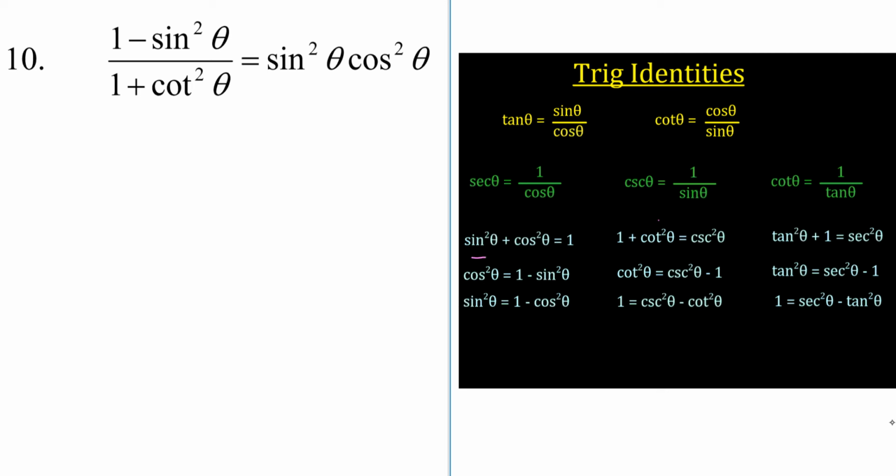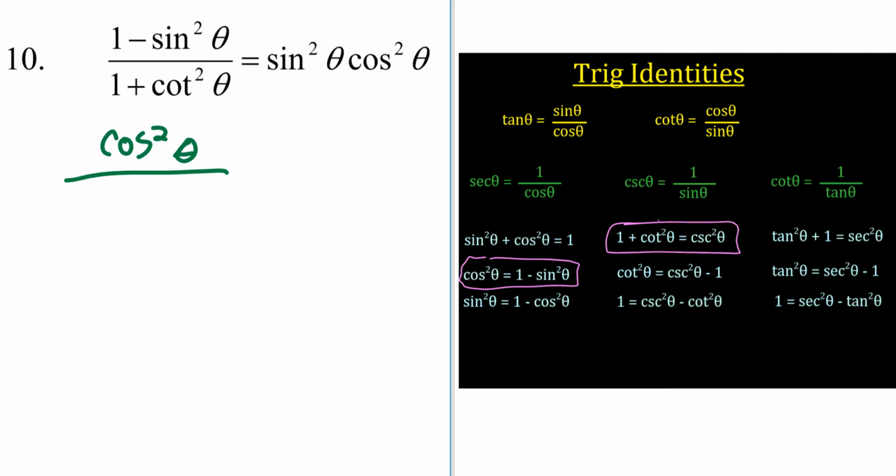1 minus sine squared is right there, and 1 plus cotangent squared is right there. So I can just change these two right away. 1 minus sine squared is cosine squared theta, not x this time, over 1 plus cotangent squared, which is cosecant squared theta. All right, well, I want to get to sine squared theta times cosine squared theta.